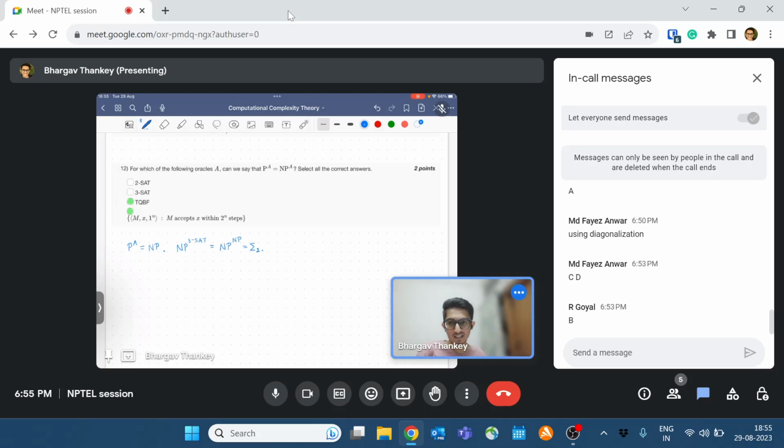What about 2 SAT? 2 SAT is in polynomial time, so it will not make much difference. Yeah, 2 SAT is in P. So P to the A would be equal to P, and NP to the A would also be equal to NP. So 2 SAT won't work unless P equals NP.